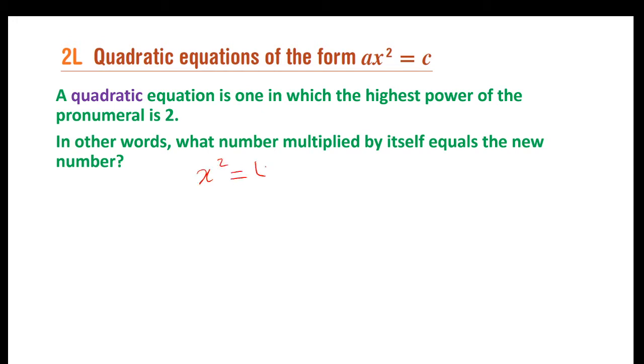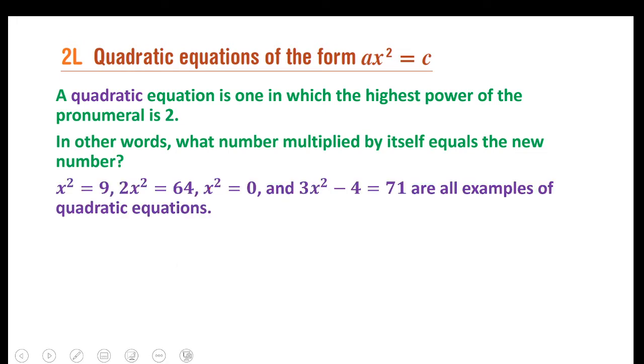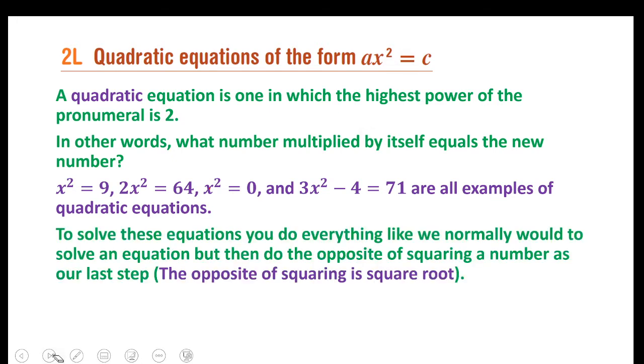X squared is equal to 4. What number squared is equal to 4? Okay, so there's a few more examples than just those two. X squared is equal to 9, 2x squared is equal to 64, x squared is equal to 0, and 3x squared minus 4 is equal to 71 are all examples of quadratic equations, okay? Because all of the powers in these equations at the most is equal to 2, okay? We typically like using x for these, just like we normally do.